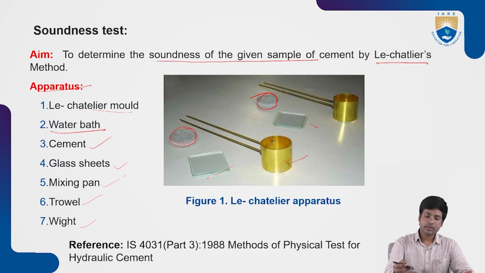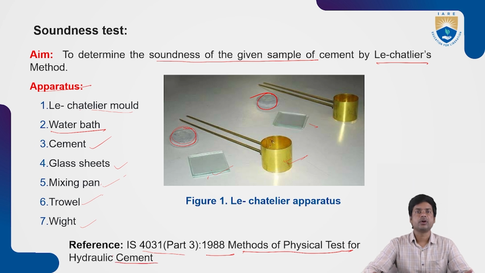This test will be conducted based upon the IS code, that is IS 4031 Part 3, 1988, and the code book name is Methods of Physical Test for Hydraulic Cement. By following the test procedure mentioned in this code book, we are going to conduct the experiment.